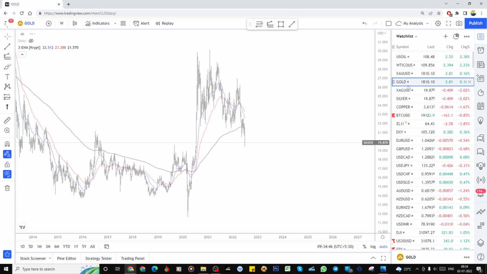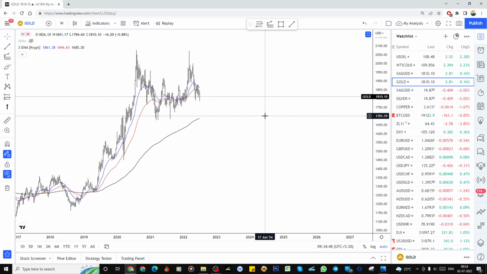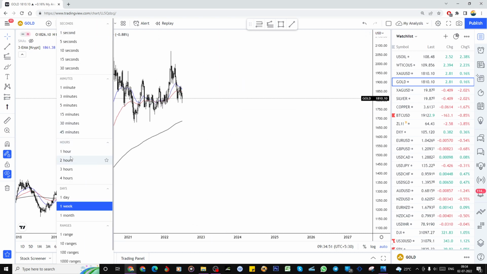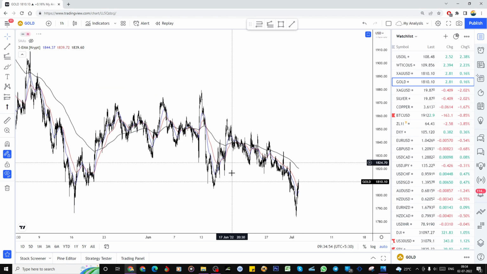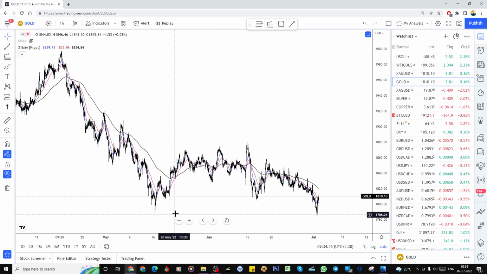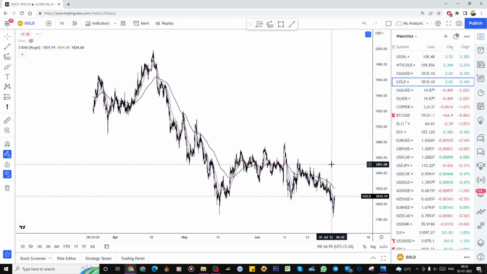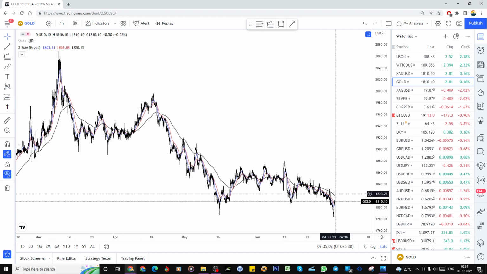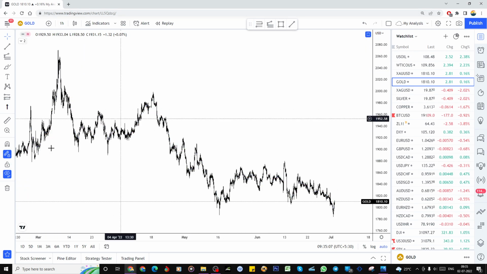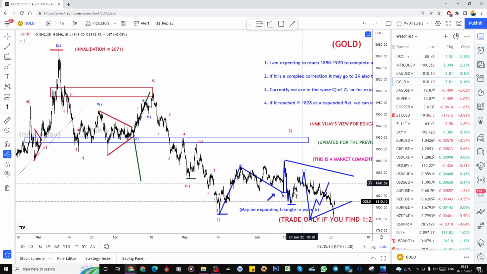And finally we are moving to gold. Here it has already broken that 1787. So now I am looking for that running triangle or running flat, nothing else. I already explained that in the last week itself, expecting this, right? Look at this, exactly did. It has already broken this low. So now I am expecting a running flat or running triangle. I stick to that, nothing changed here.